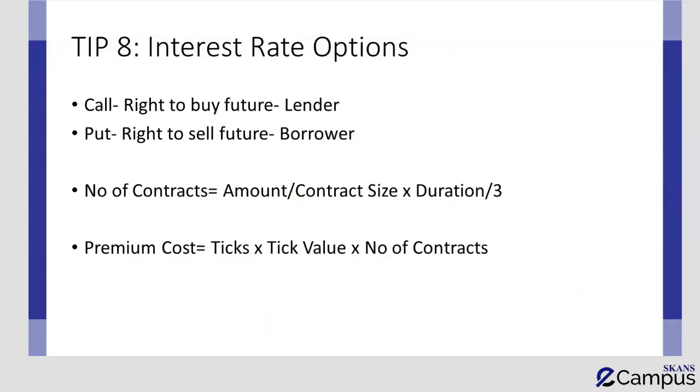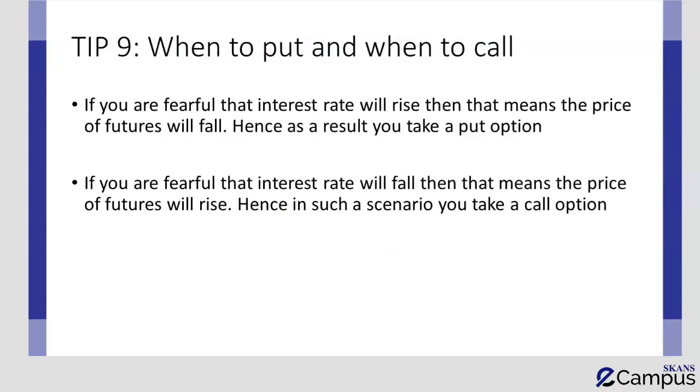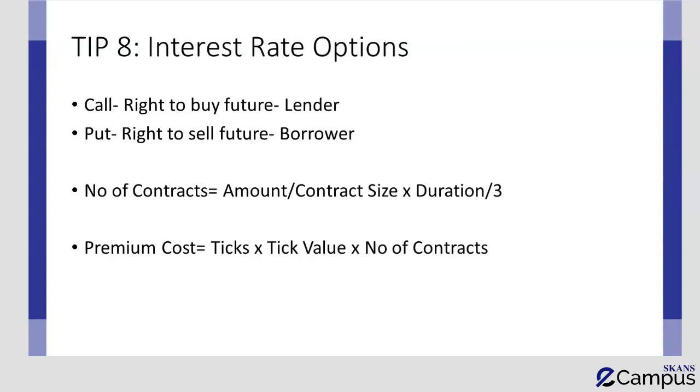So now we will talk about tip number 8, which is interest rate options. And just like currency options, we have a call and a put. A call is a right to buy a future, which is often taken by lenders, and a put is a right to sell futures, which is taken by a borrower. So when will a lender take a call option? When he is apprehensive that the interest rates in the upcoming days will fall. And when will the borrower take a put option? When he is apprehensive that in the future the interest rates will increase.